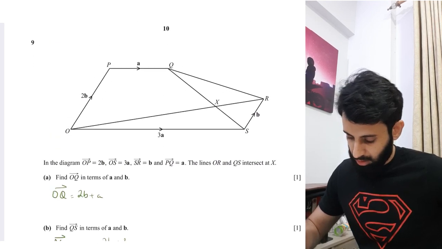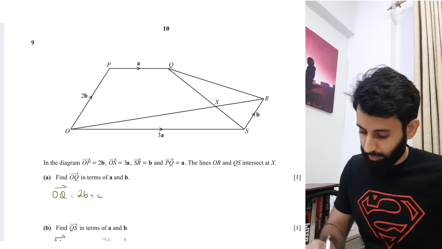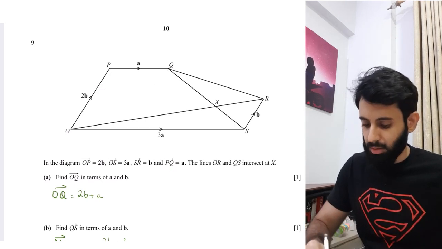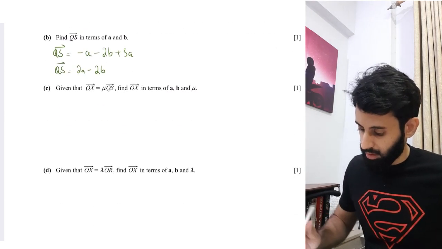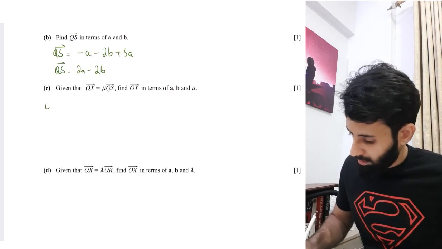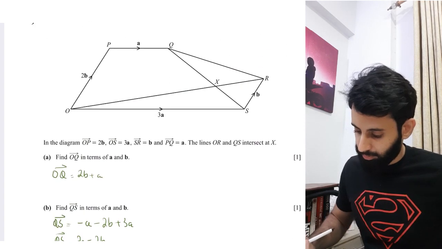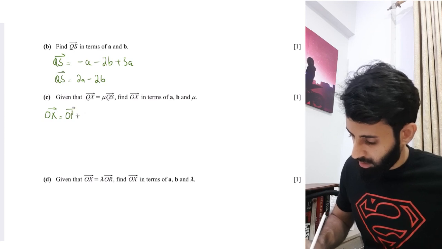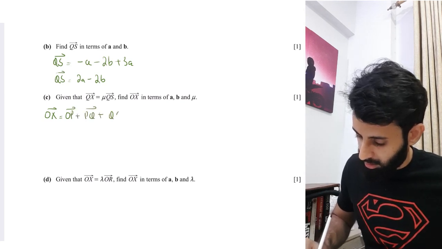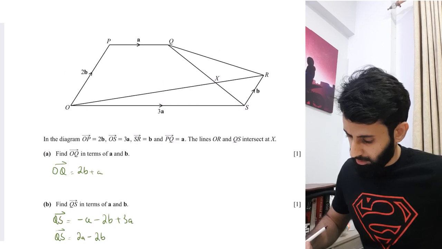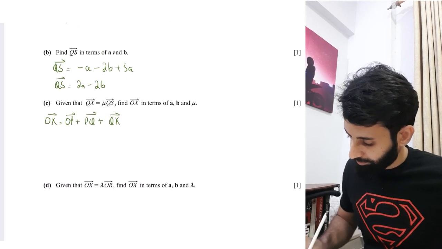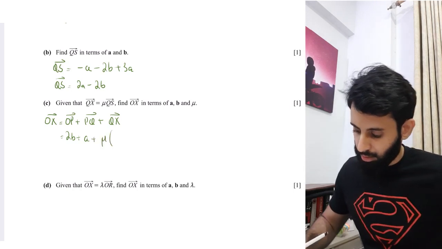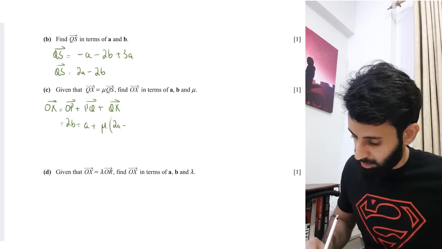OX. Alright, so if I want to go from O to X, I can go from O to P, and then P to Q, and then Q to X. So OX is equal to OP plus PQ plus QX. Let me just make sure that's right, yeah. So OP is 2b. So we're looking at 2b plus a plus mu times QS, and QS is something we already worked out, so we're looking at 2b minus 2a.